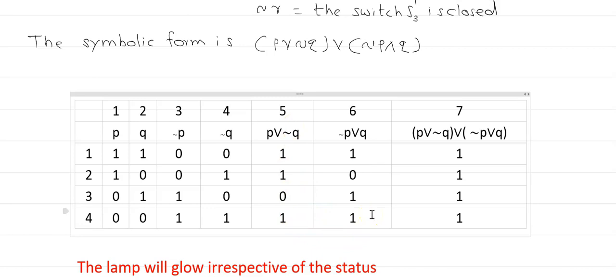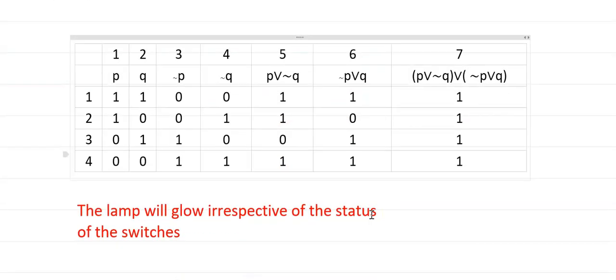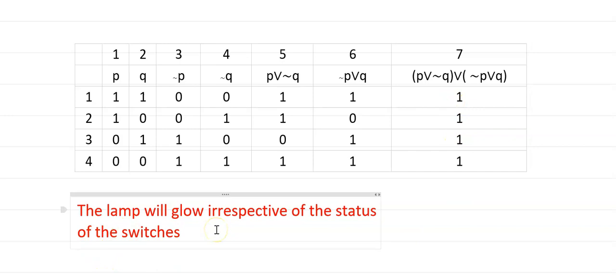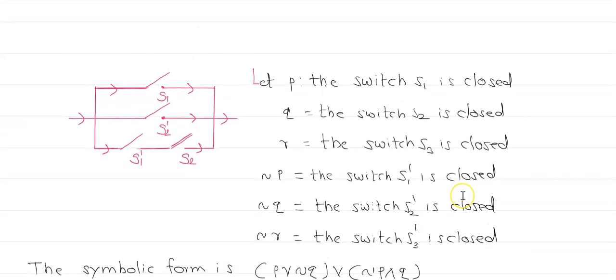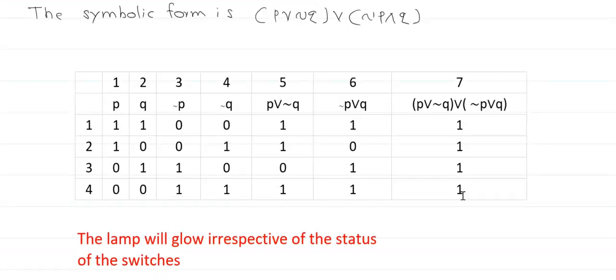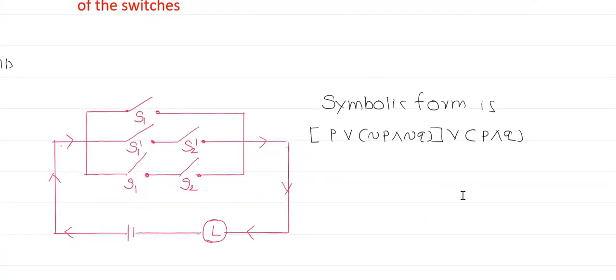Now we'll interpret the result. In this case, what is the last column? It represents 1, 1, 1. That is, the lamp will glow irrespective of the status of the switches. Whatever the case, the lamp will glow by using the switch diagram. Now the next is the second one.